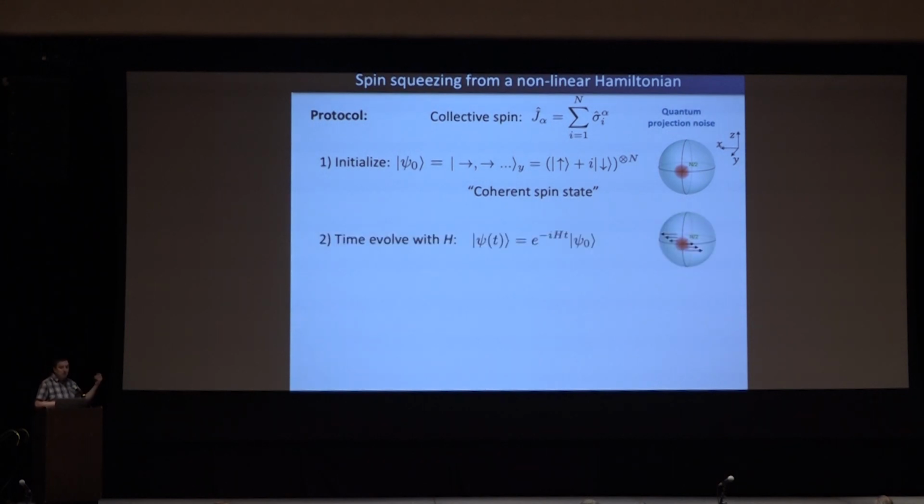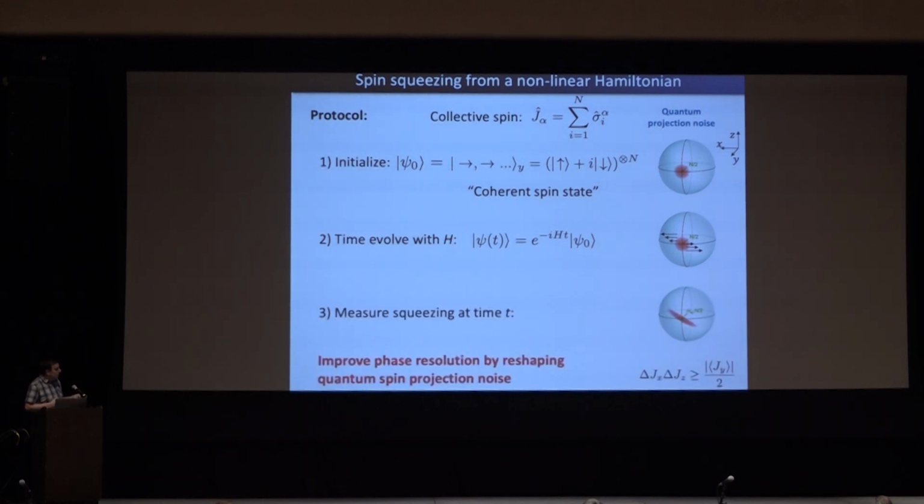And then what we're going to do is time evolve this initial state with a Hamiltonian of interest. In our case, it's the XY Hamiltonian, with the hope that we can reshape this quantum projection noise into a different shape, to get from a circle into an ellipse. And finally, we are going to measure the squeezing at a different time, with the hope that we can improve the field resolution by just reshaping this quantum spin projection noise.